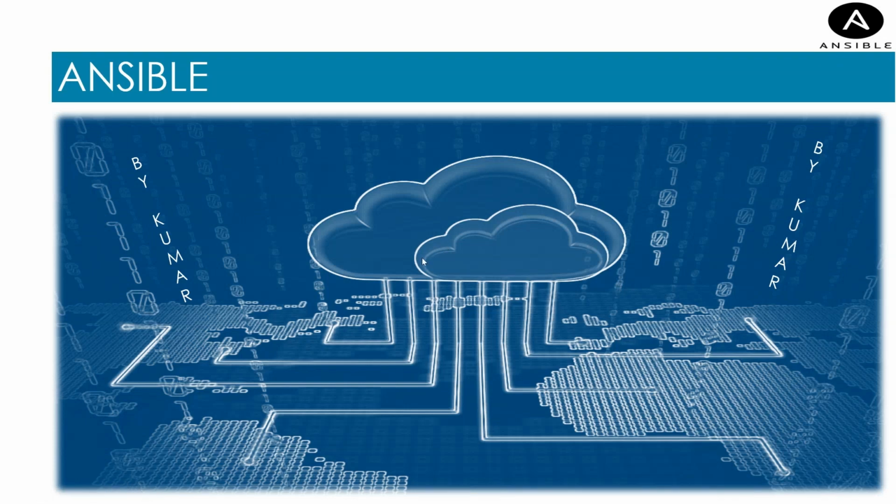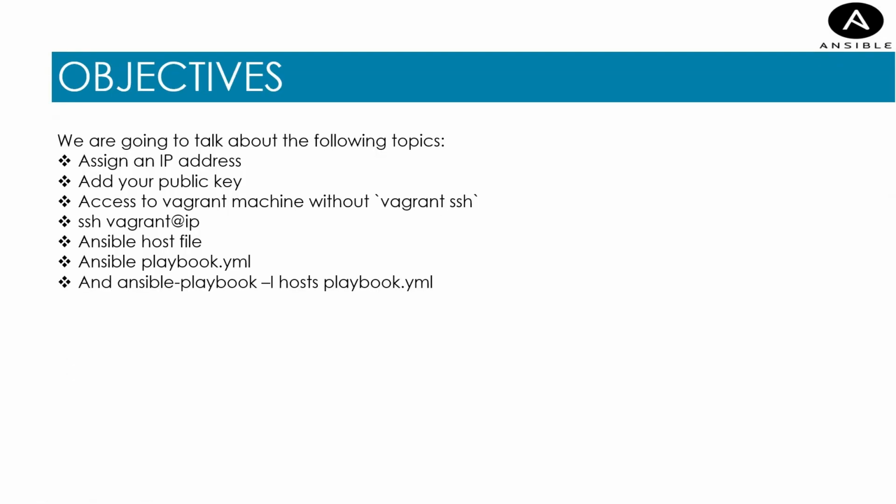Everyone, welcome. In this lecture we are going to talk about the following topics: how to assign an IP address to the VirtualBox, add your public and private key into the Ansible control server and only the public key in the web server, access the Vagrant machine without vagrant ssh, meaning you can directly SSH vagrant@IP address without a public-private key, the Ansible host file, and the Ansible playbook1.yml, and the ansible-playbook command with the help of a host file.